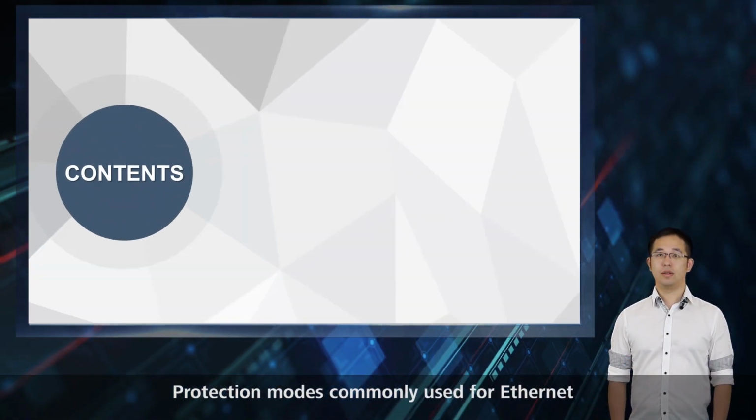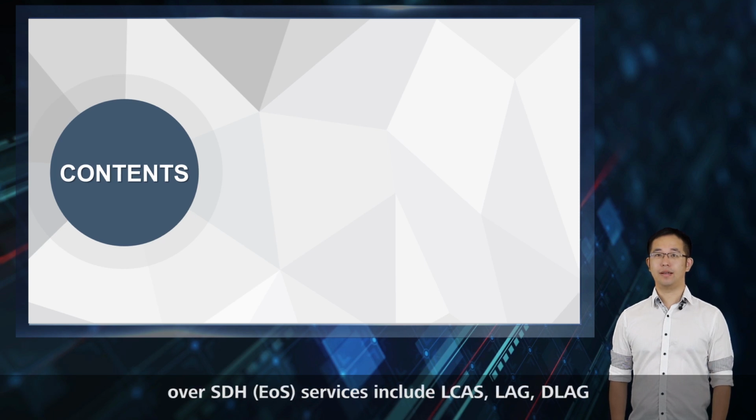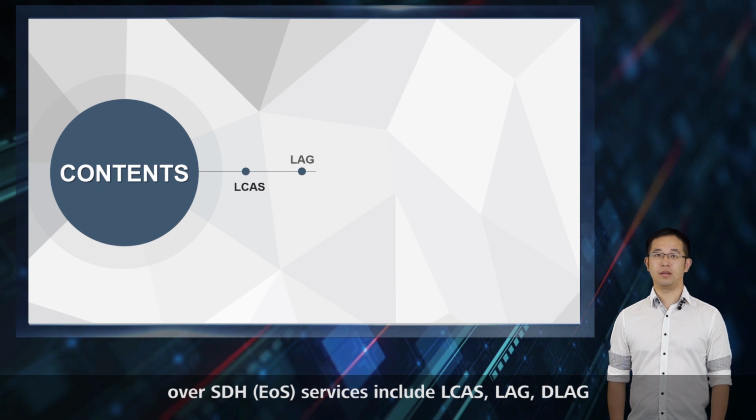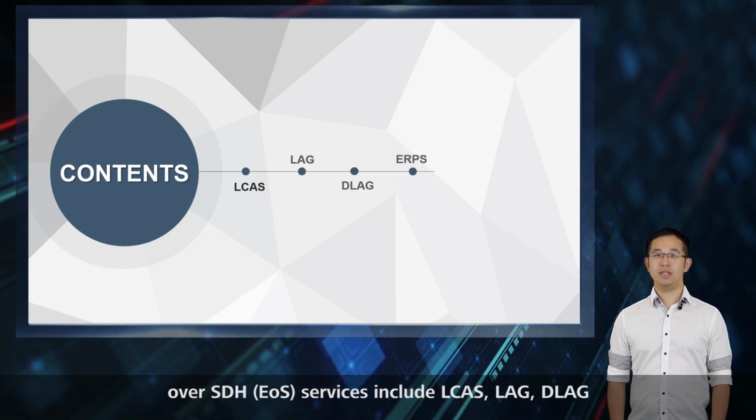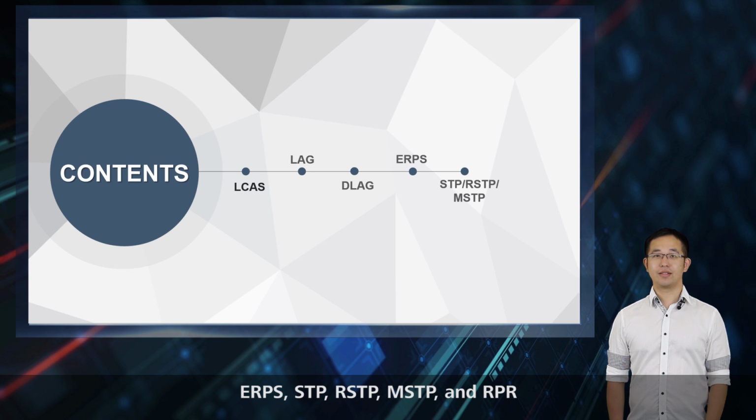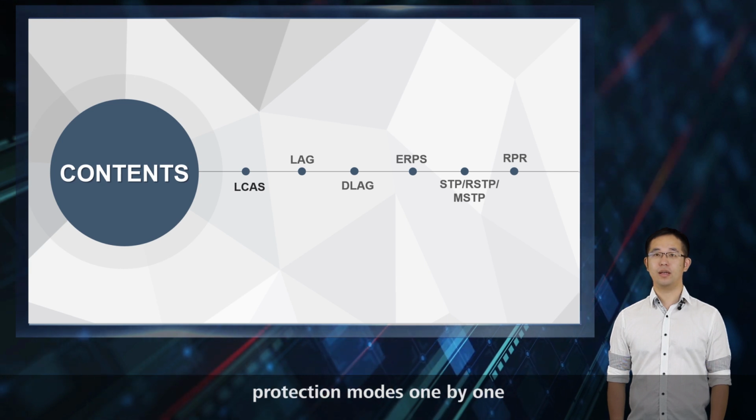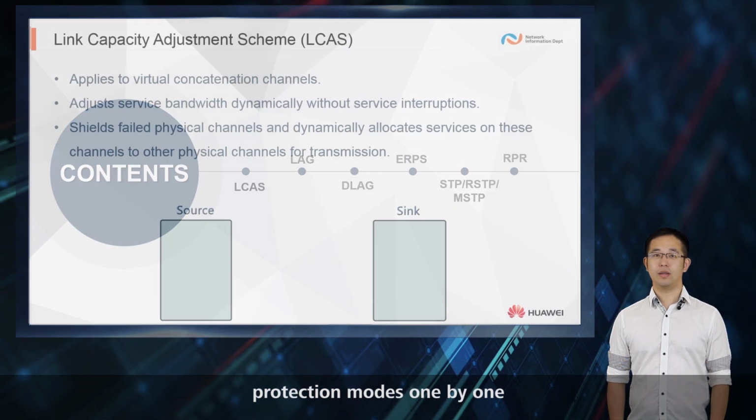Protection modes commonly used for Ethernet over SDH EoS services include LCAS, LAG, DLAG, ERPS, STP, RSTP, MSTP, and RPR. This document describes these protection modes one by one.